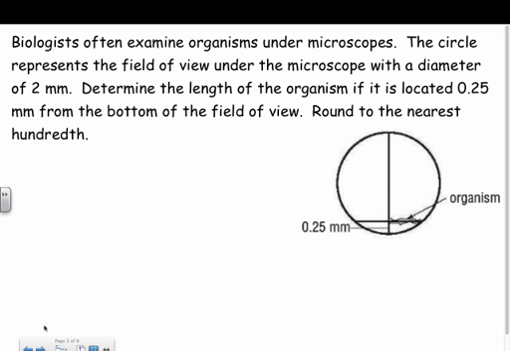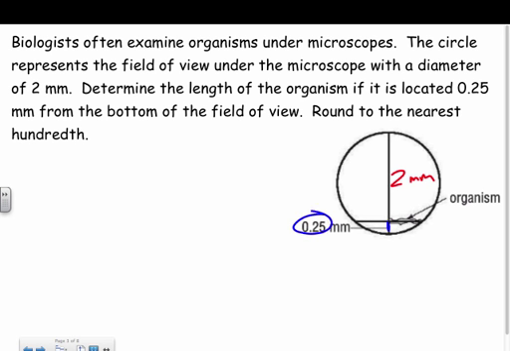It says, biologists often examine organisms under microscopes. The circle represents the field of view under the microscope with a diameter of 2 millimeters. So the microscope has a diameter of 2. I'm going to write that in there, 2 millimeters for this diameter. It says, determine the length of the organism if it is located 0.25 millimeters from the bottom of the field of view, round to the nearest hundredth. So if we take a look, this little piece right down here is 0.25 millimeters.